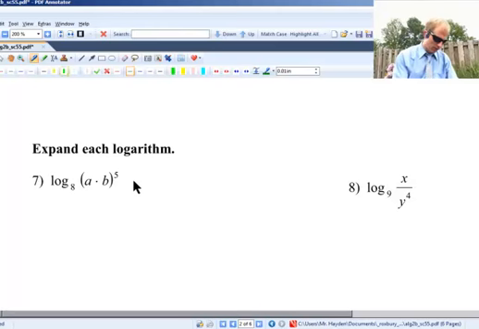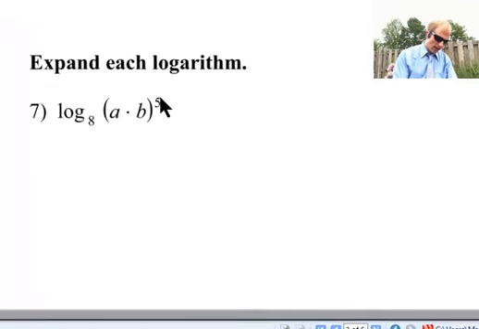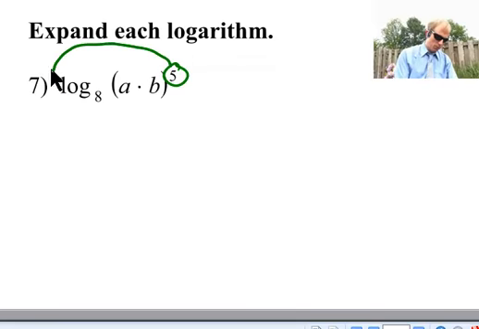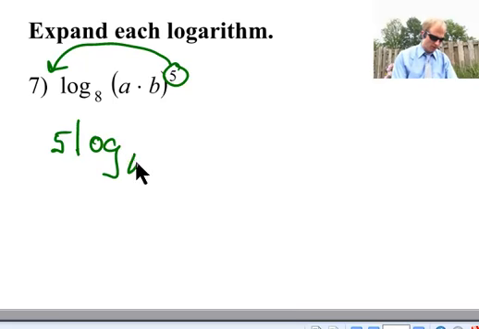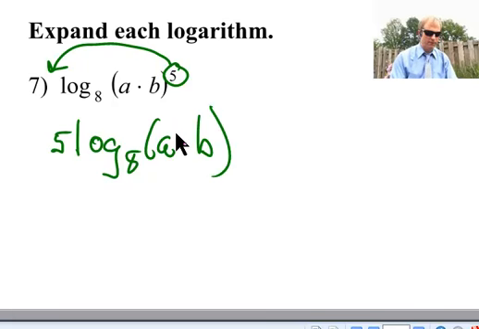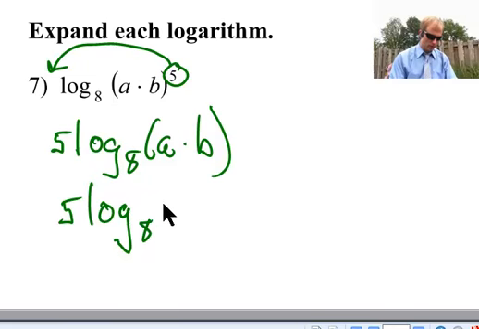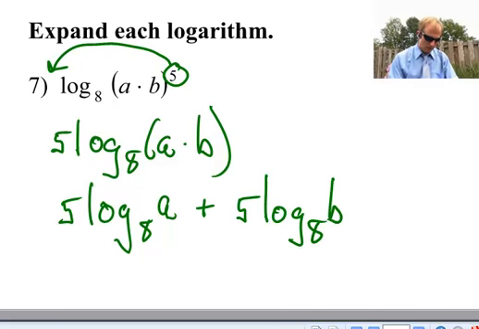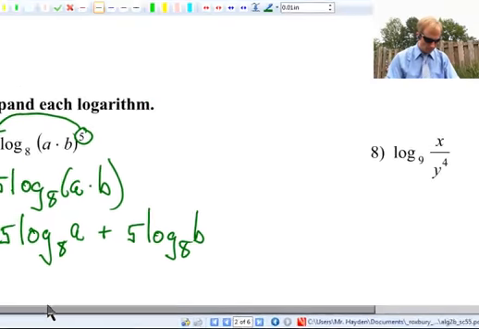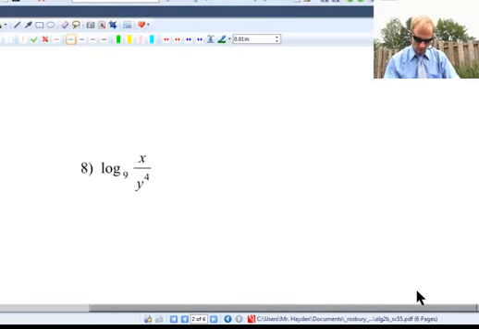Expand each logarithm. Okay. When I have a power, I always move it out in front as the very first thing I do. So in this one I'm going to get 5 log base 8 of a times b. And now I have a product inside as the log argument, so I expand that by turning it into addition. So I'm going to have 5 log a plus 5 log b, all base 8. And that's that one.